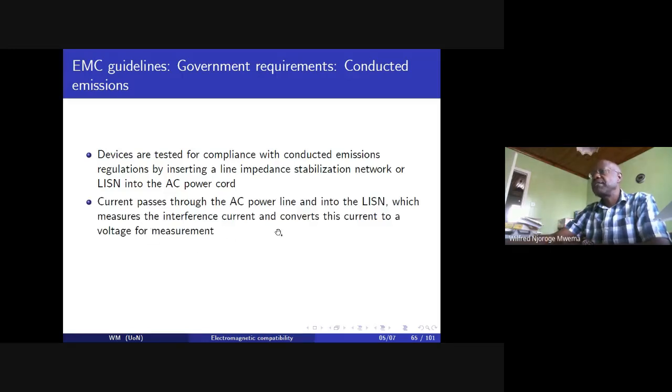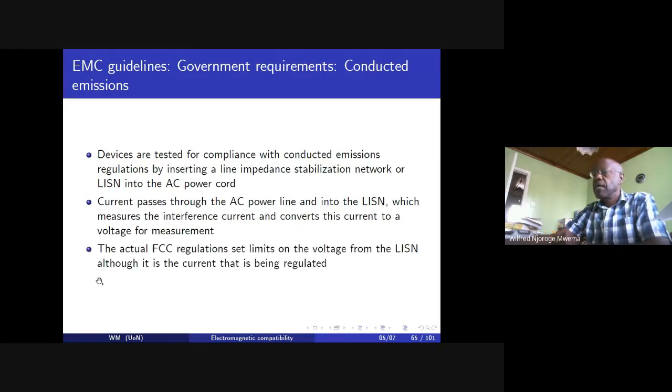The current then passes through the AC power line and into the LISN device, which will measure the interference current and convert this current to a voltage for the measurement. So the actual FCC regulation will set the limits on the voltage from the LISN, although it is the current that is actually being regulated. That is, we regulate the current because the current, if you recall, is the one which causes radiation, or sets up the electromagnetic fields. So the current distribution is more important, but it's the voltage that will be measured instead by the LISN device.